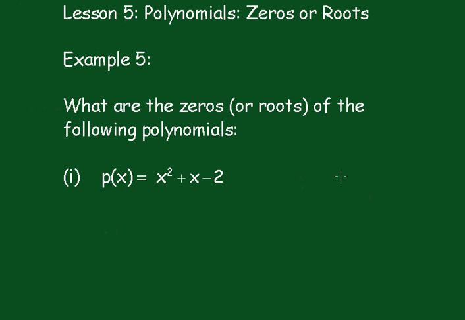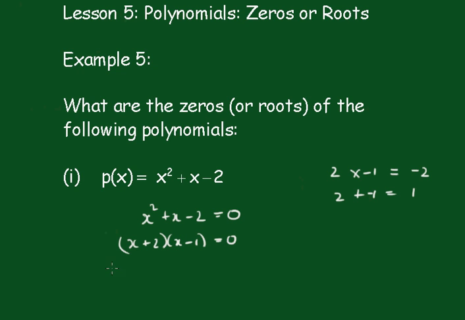So in other words, we'll let that equal 0. So x squared plus x minus 2 will be equal to 0 to form the polynomial equation. And so what two numbers multiply together to give me -2 and add up to give me 1, and clearly that's going to be 2 and -1. So this will be x plus 2 times x minus 1 equals 0.